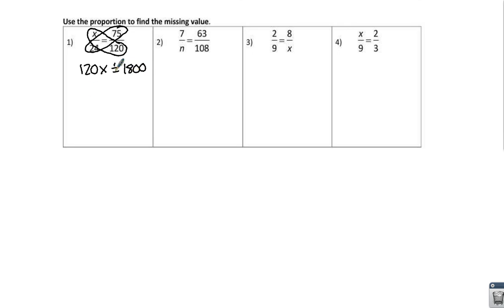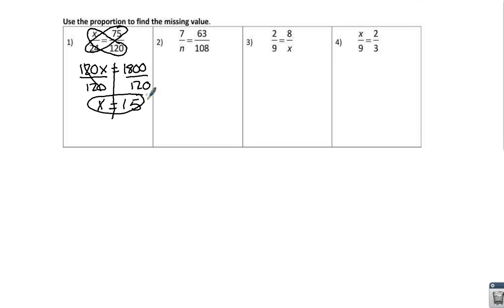Now this is just like solving equations or solving an inequality. We have to look at 120 and x. They are multiplying, so the opposite of multiplication would be division. So we're going to divide both sides by 120. Cross out what you used, bring down what you have left, so we have x equals 1,800 divided by 120, and type it in your calculator. And we get 15. So x equals 15.